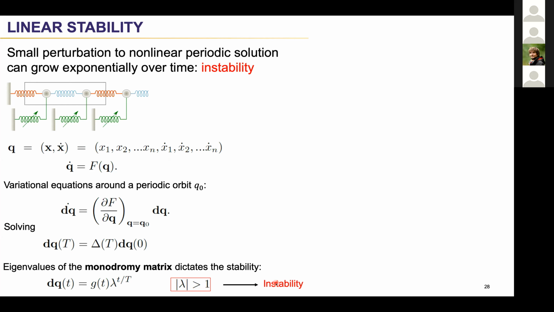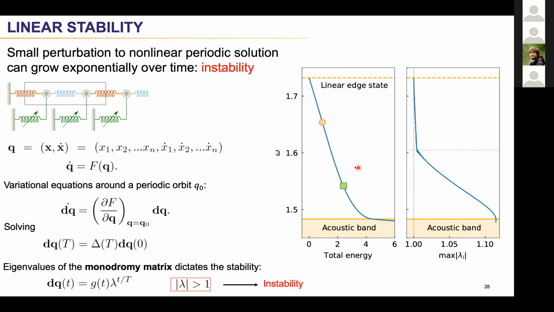Now let us look at the same softening system we talked about earlier. The system frequency decreases, and here we plot the maximum eigenvalue. All these eigenvalues deviate from unity, which means that all these solutions, all these edge states, are unstable.